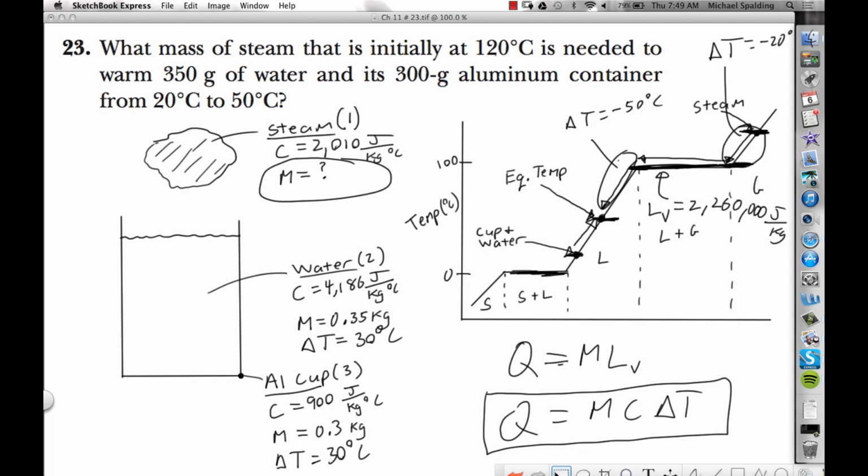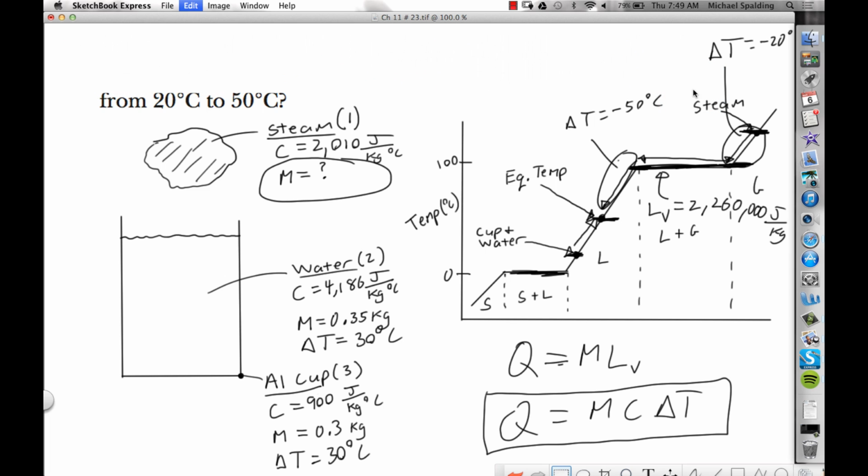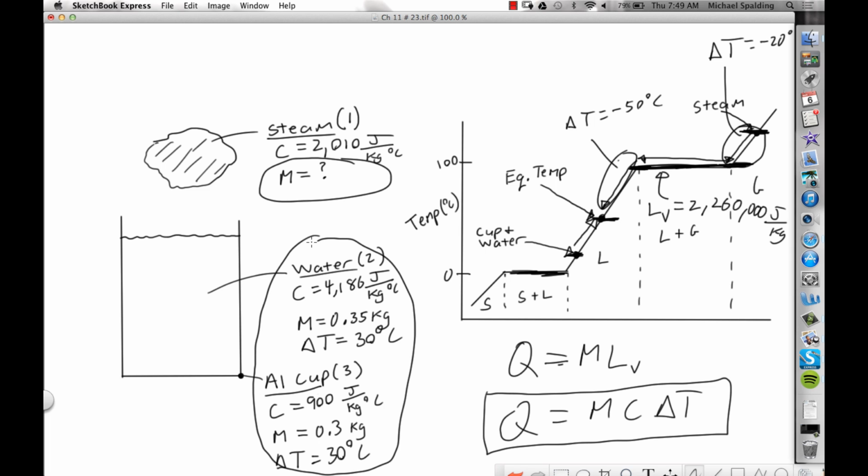All right, I'm going to erase the problem so we have some room to solve this. I'm going to set it up and then let you do the algebra. The setup looks like this. The big picture for these problems is heat loss must equal heat gain. Which objects are gaining heat? The water and the cup are gaining heat. The steam is losing heat.